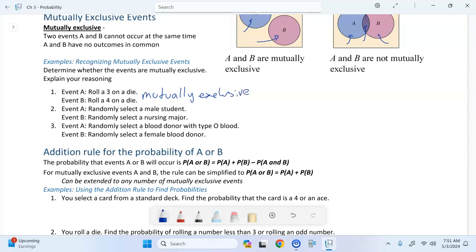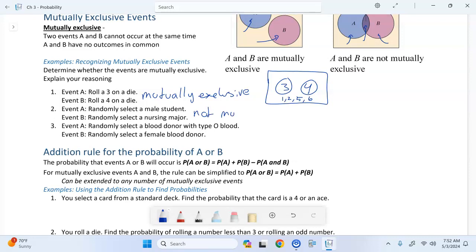If we look at the sample space, event A is we roll a 3, event B is we roll a 4, and then everything else is a 1, a 2, a 5, or a 6. There's no overlap. So we can roll a 3, a 4, or something else, but we can't roll more than one thing at a time. Event A, randomly selecting a male student, and event B, randomly selecting a nursing major. Can those two things happen at the same time when I select one student? Yes, you can have a male nursing student. So they are not mutually exclusive.